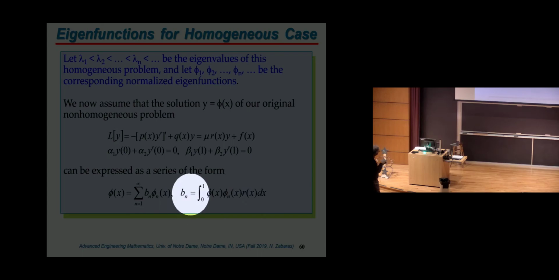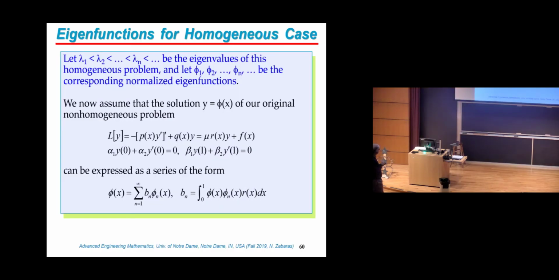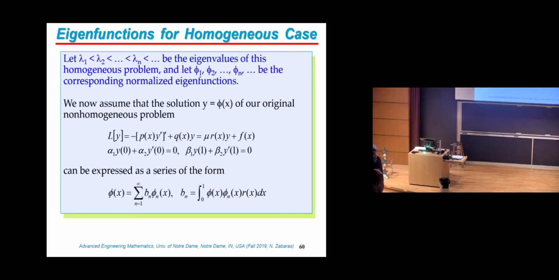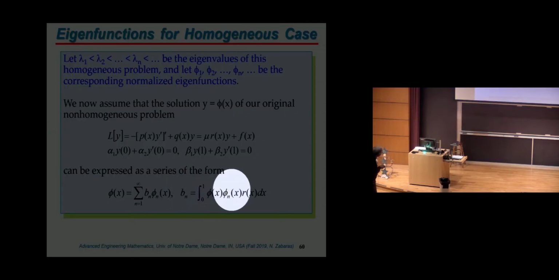The coefficients are given by this nice formula. But this nice formula is useless. And why is this formula useless? Because we don't know the solution. We don't know what phi is, so we cannot do this integration to compute the coefficients. So these coefficients have to be computed, you know how?